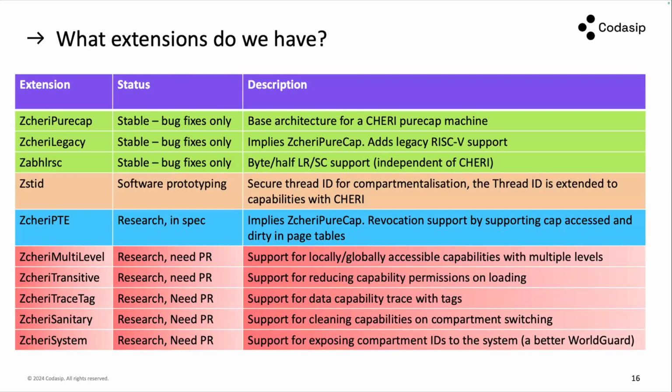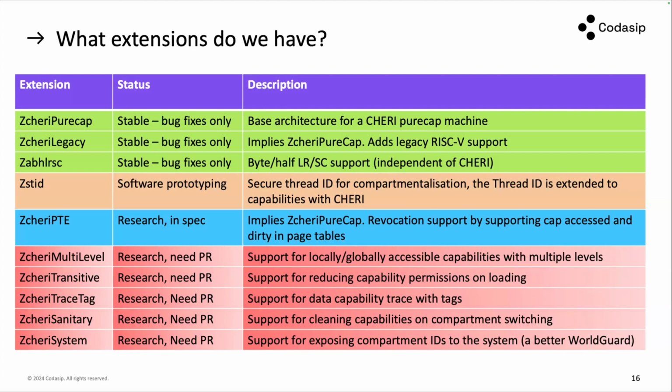So, a colorful list of extensions that we proposed. The green ones are stable now. So we have pure cap, so your base is always a pure cap machine. Legacy is adding in the legacy mode support with the old integer mode. The next one is byte half, load reserve, store conditional. None of these are official RISC-V names, they're just what we've called them.